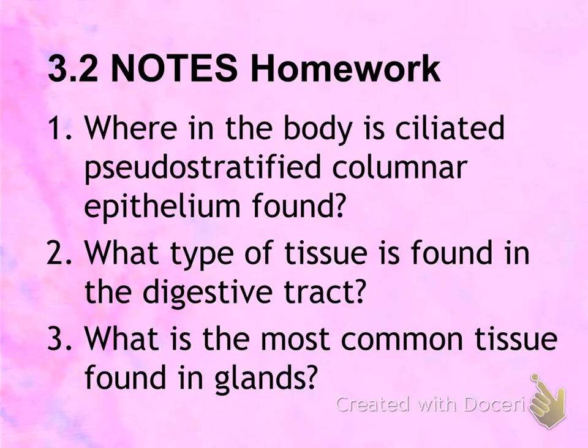The 3.2 notes homework is: number 1, where in the body is ciliated pseudostratified columnar epithelium found? Number 2, what type of tissue is found in the digestive tract? And number 3, what is the most common tissue found in glands?